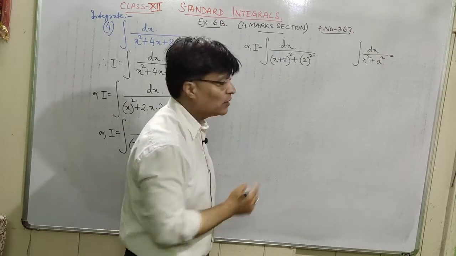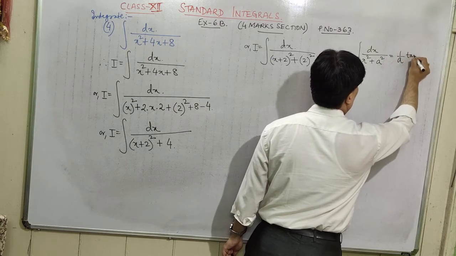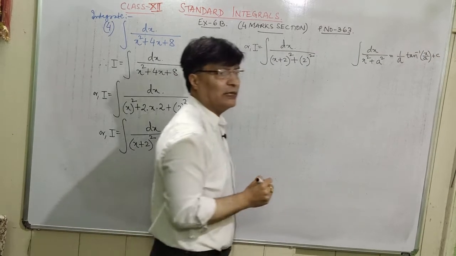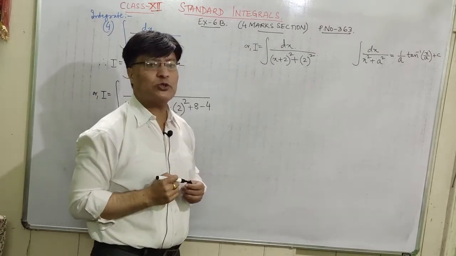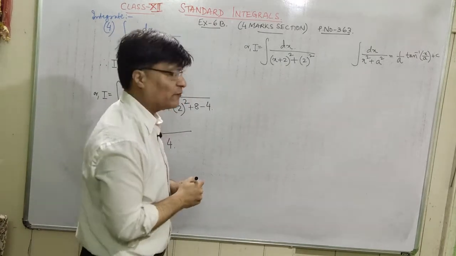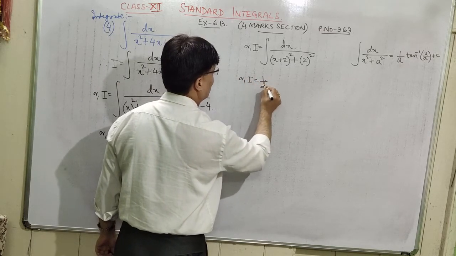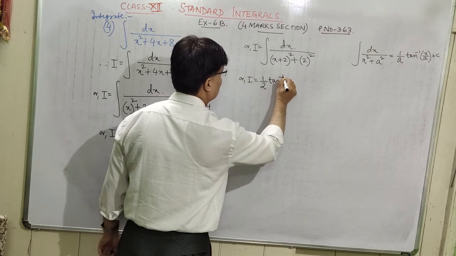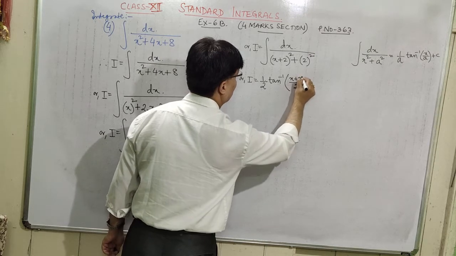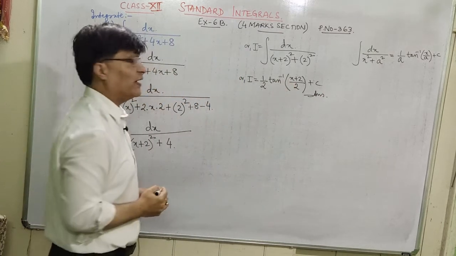What is the formula? So this is the first standard form, which is 1 upon a tan inverse x upon a plus c. Is that clear? So here instead of x there is x plus 2 and instead of a there is 2. So we can use that standard form, isn't it? So I is equal to 1 upon a means 1 upon 2 tan inverse within bracket x by a. What is x by a? X is x plus 2 divided by, what is a here? It is 2. Then you can write plus C. So this is the final answer.